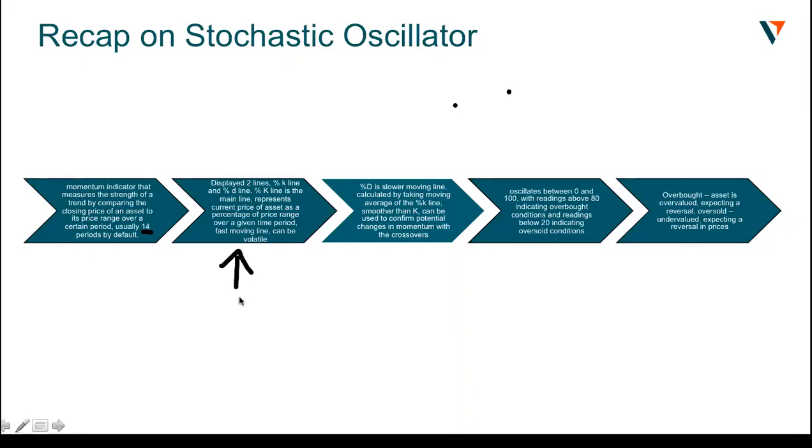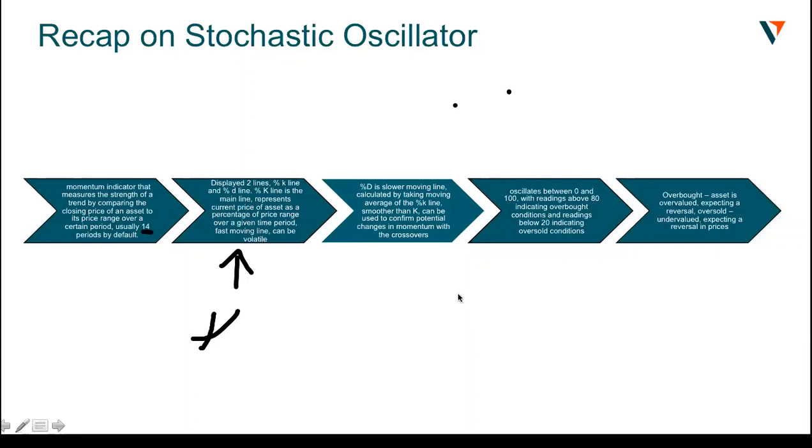It also consists of two lines. If you load the stochastics on TradingView, you can see that there is a fast line as well as a slow line. The fast line is represented in blue, the slow line, or the signal line rather, is represented in orange. So when your fast moving stochastics crosses above the signal line, which is your orange line, then this is a bullish signal, and vice versa.